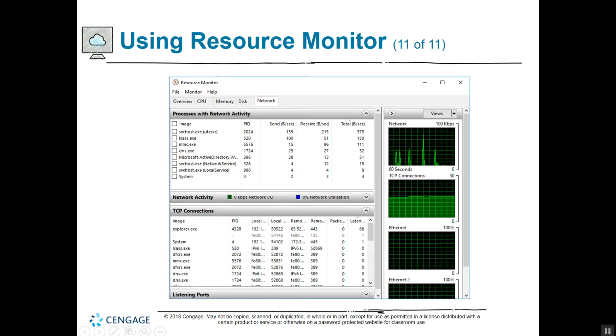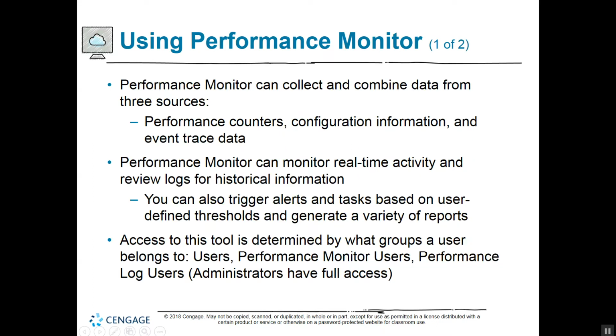So here we are in the Network tab. We've got the processes with network activity, TCP connections. Here's our graph for the last minute. TCP connections, Ethernet 1, Ethernet 2. So, Performance Monitor can collect and combine data from 3 sources: performance counters, configuration information, as well as event trace data. It can monitor real-time activity and review logs for historical information.